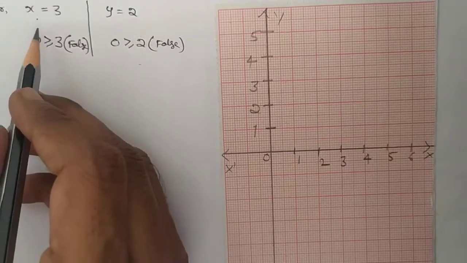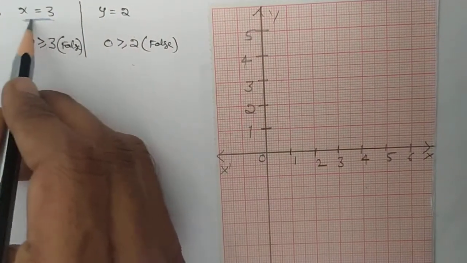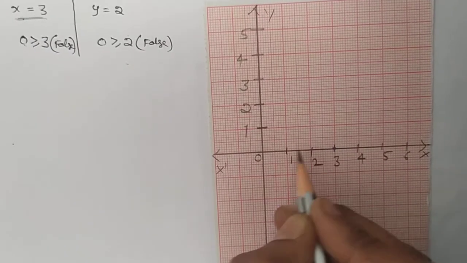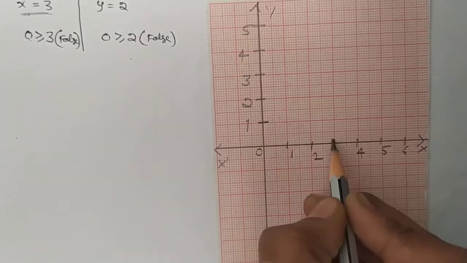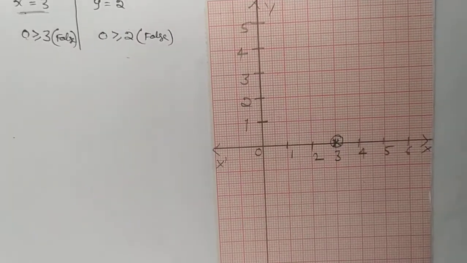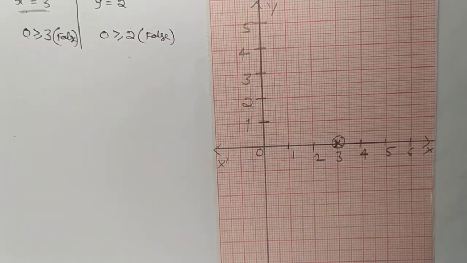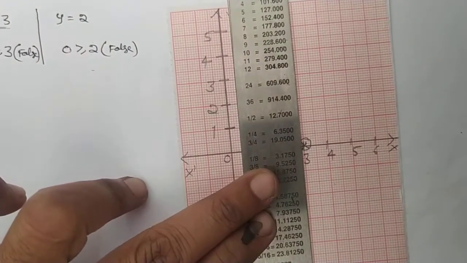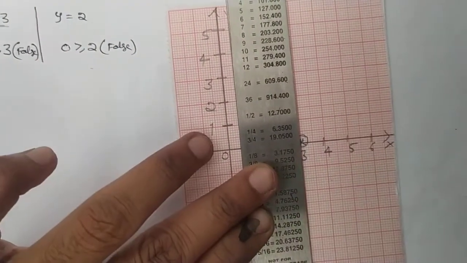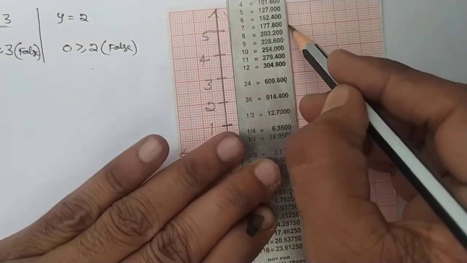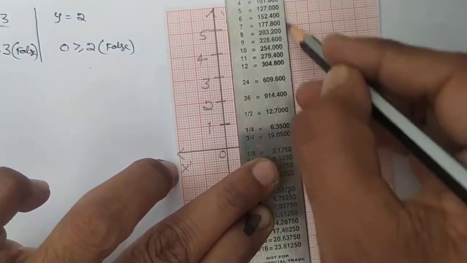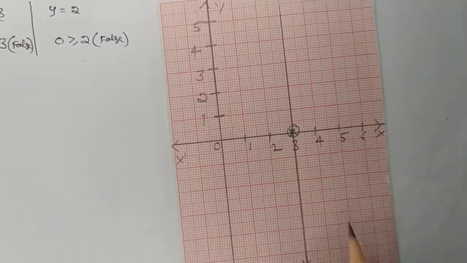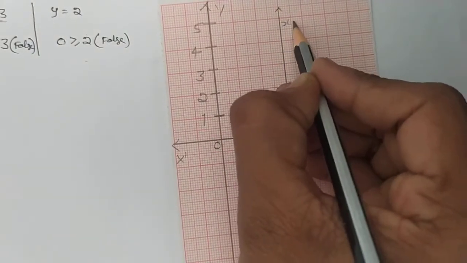Now you just see here we have x equals 3. On the x-axis it will be x equals 3, which is a line parallel to the y-axis. We just draw a line. It is the line x equals 3.